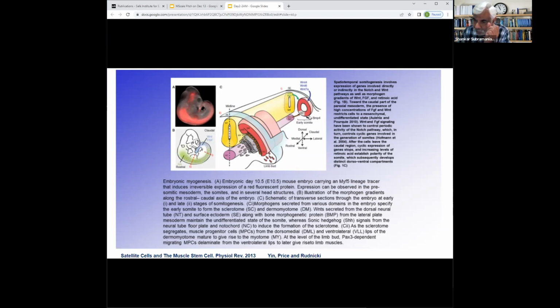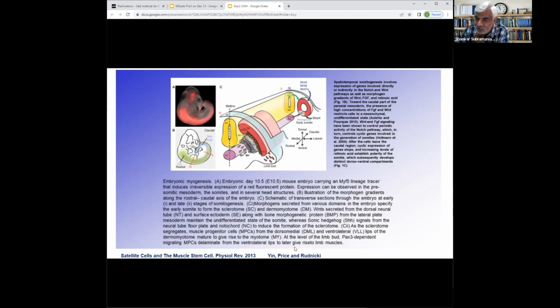And the dermomyotome is the one which is here, and that's what gives rise to specifying the muscle. And when Wnt is secreted from the dorsal neural tube and the surface ectoderm along the morphogen gradient with BMP, that is when it signals or initiates the formation of the specific mesoderm. And this one gives rise to the ventrolateral lips, which are these regions, where the first mature myotome arises from that point. And this is dependent on PAX3, which is a transcription factor.